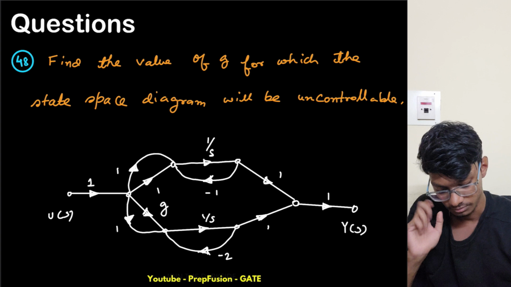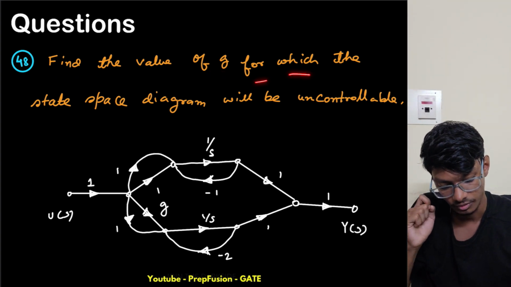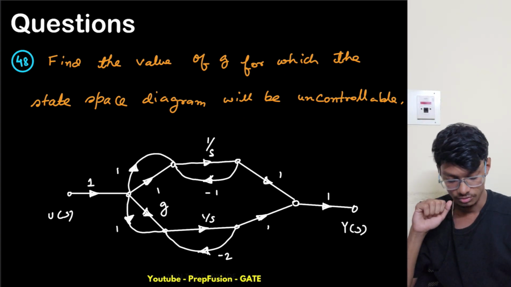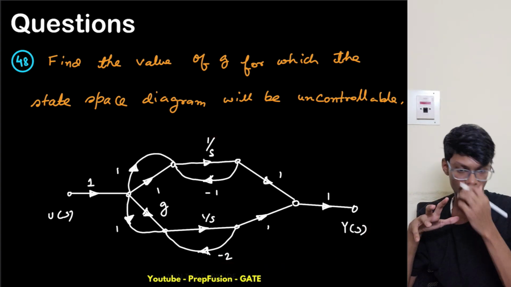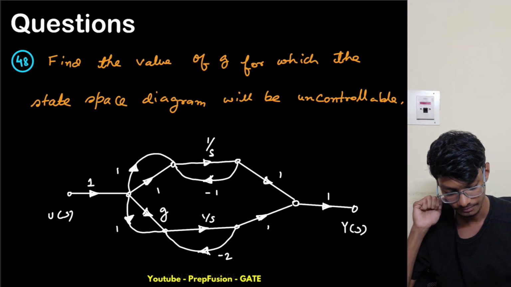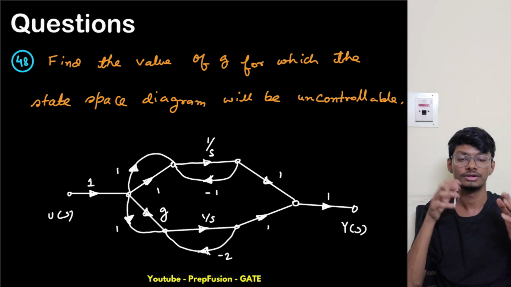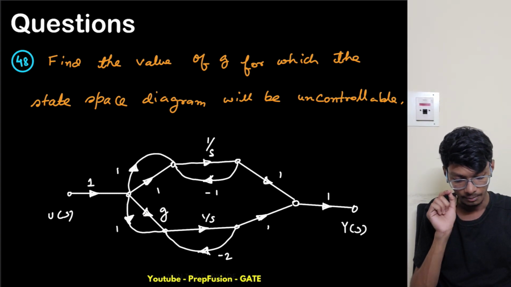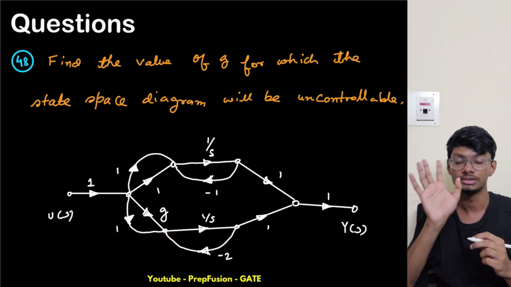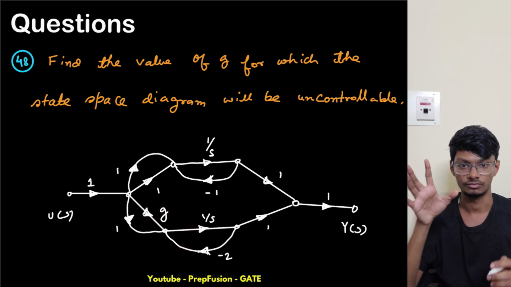So what is this question telling us? We have to find the value of g for which the state space diagram will be uncontrollable. We have been given the state space diagram and we have to find the value of this g. So what does uncontrollable mean? We have to make this state independent of the input. This input should not influence the state. That is the main thing we have to keep in mind while solving this question.